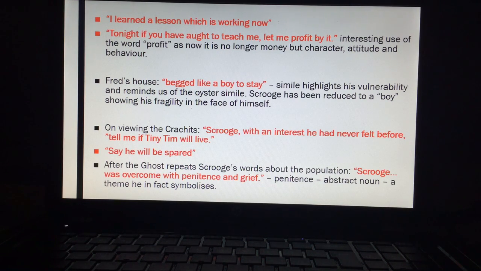After the ghost repeats Scrooge's words about the population, we get Scrooge was overcome with penitence and grief. Penitence, abstract noun, is a theme he in fact symbolises, isn't it? This idea of repenting. Now, the ghost says Scrooge's words back to him about the population, and what Scrooge had said in Stave 1 was about the surplus population getting rid of the poor because he thinks they're almost a nuisance. And when he hears what he himself has said, he is overcome with penitence and grief. Okay? So again, huge changes within Scrooge's character.